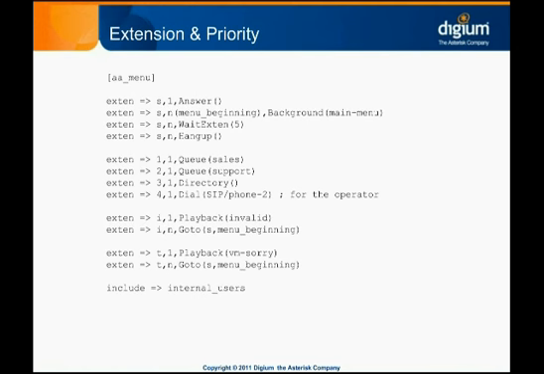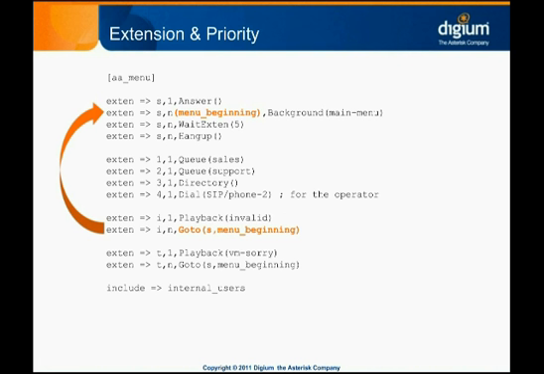The next valid argument syntax is extension and priority. This will move the call to the specified location within the context that the Goto application is invoked from. In our auto attendant, we saw the syntax in action. Take note in this example, the priority is a label in place of the specific priority number. For the i extension, the Goto application will send the call to the s extension in the current context at the label named menu_beginning.